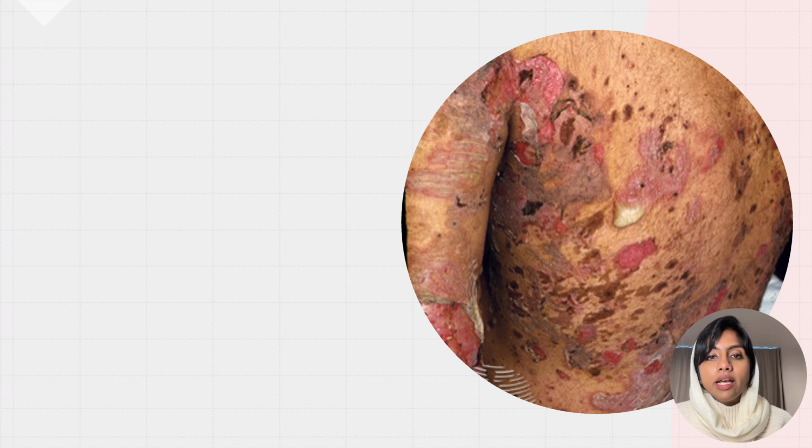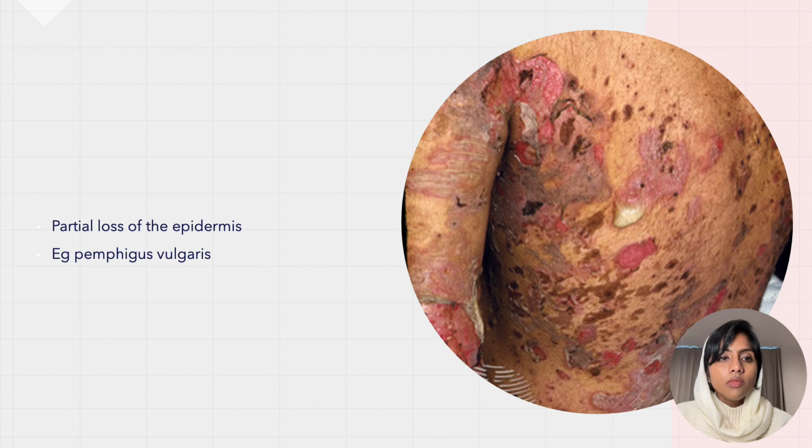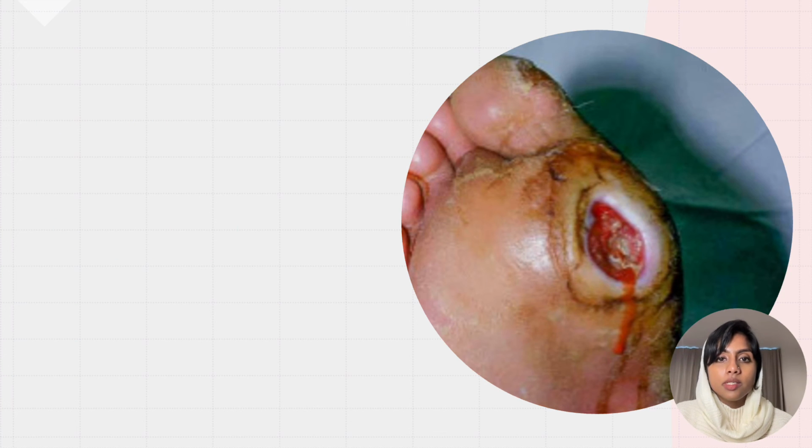Now, what are these? You tend to see a lot of things going on in the skin, isn't it? You can see some pus-like lesions, some raw areas, some denuded skin. So what can be the secondary lesion here? There is partial loss of the epidermis, and this is pemphigus vulgaris. It's a clinical condition. What I'm trying to demonstrate as a secondary lesion here is the erosion. Erosion is a partial loss of the epidermis.